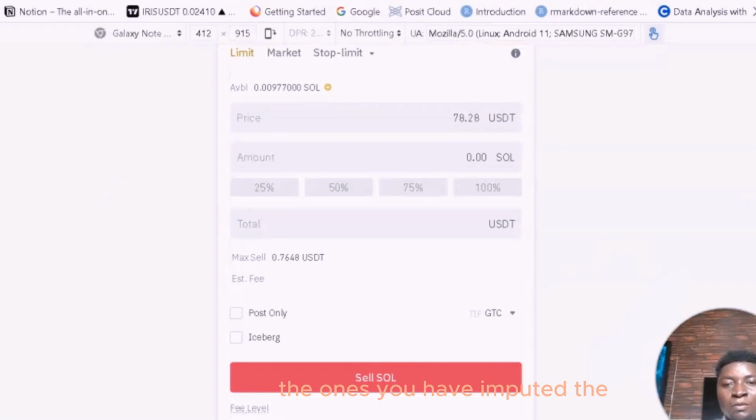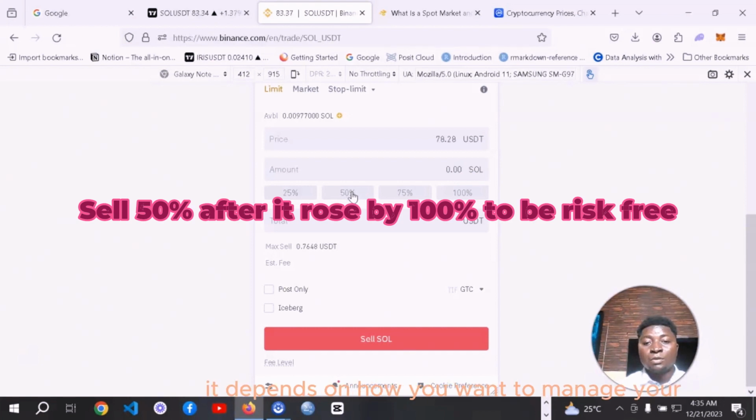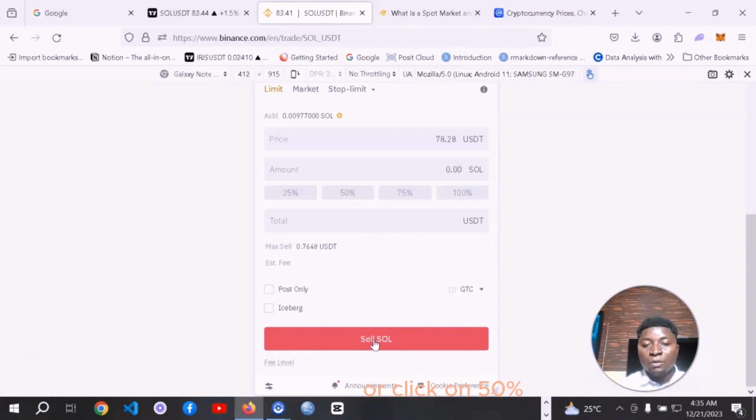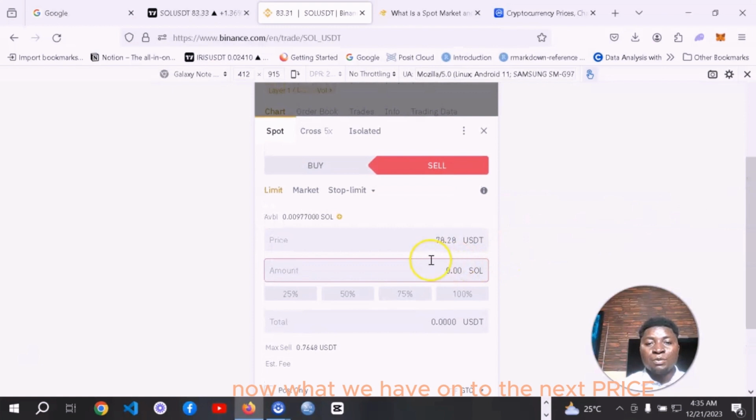Once you have inputted the data, the price at which you want to sell and the percentage, basically it should be 50%, although it must not be 50%, it depends on how you want to manage your risk. If we sell 50%, you click on 50%, so it means you have an open order to sell 50% of your token, of your trade, at $78.28.